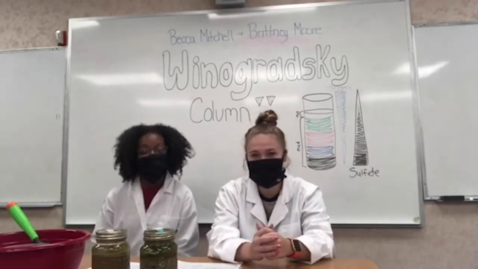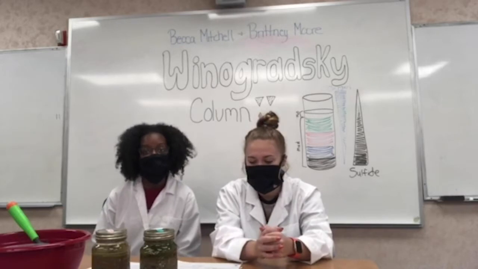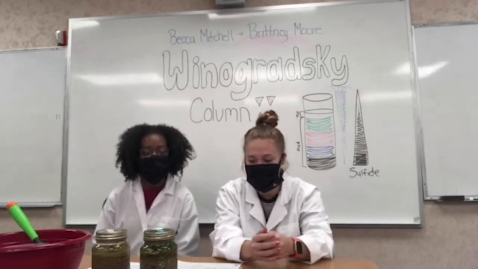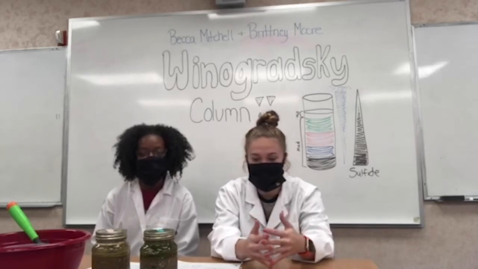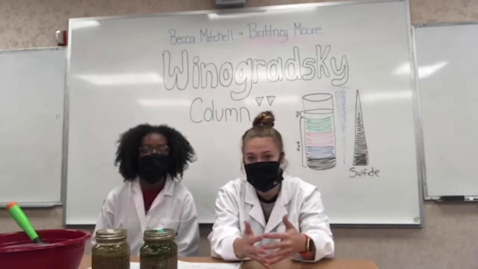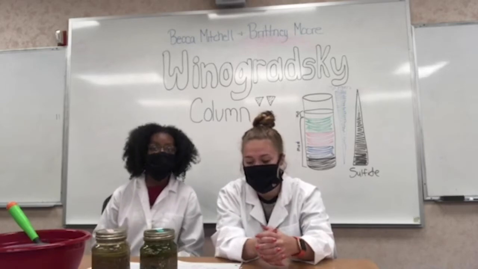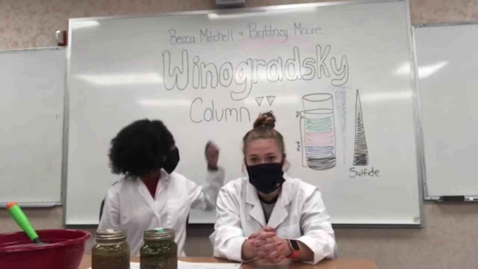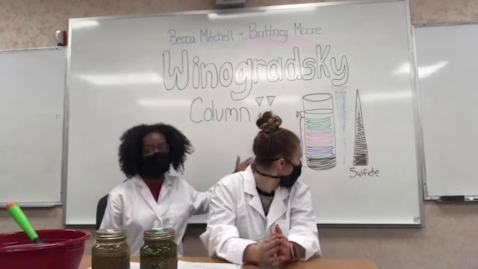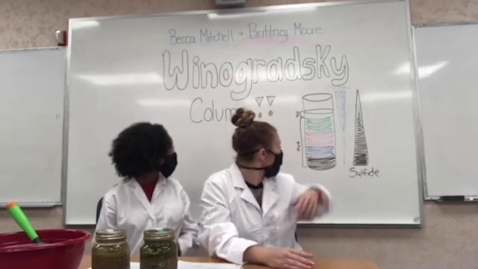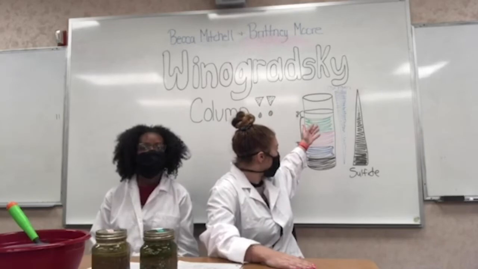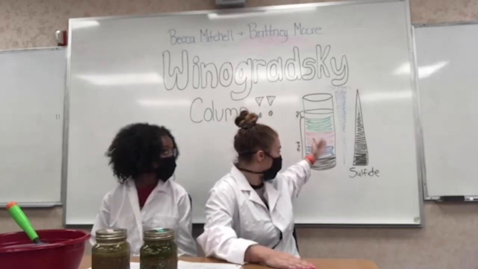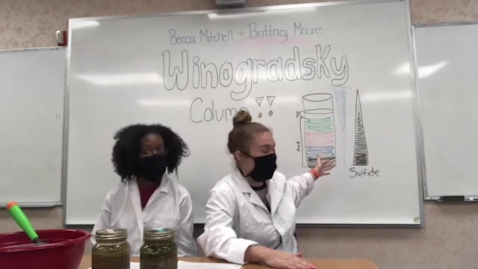So a Winogradsky column is a way to enrich microbes from sediment and soil. Enrichment means to grow specific types of organisms to a larger population size in higher quantities than is normally found in nature. So the different types of microorganisms survive in different types of environments. If you look at this picture, each color represents a different microorganism. You can also see on the side that as you go down, the oxygen levels go down, but the sulfide levels go higher.